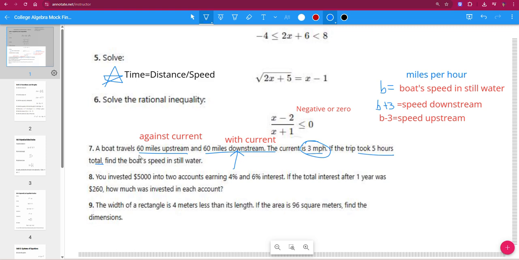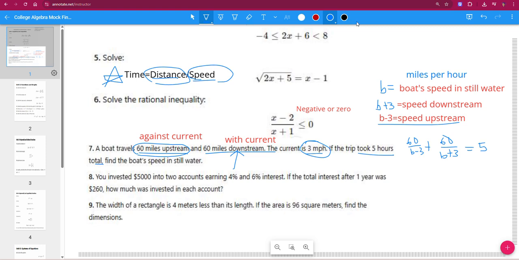So I spent 5 hours total, okay? And to have an equation in terms of time, I'm going to plug in the distance and speed both ways. So the 60 miles upstream, so 60, that's my distance, over my speed upstream. My speed upstream was B minus 3, 60 over B minus 3, plus my 60 miles downstream, that's my distance over my speed, and my speed was B plus 3, okay?